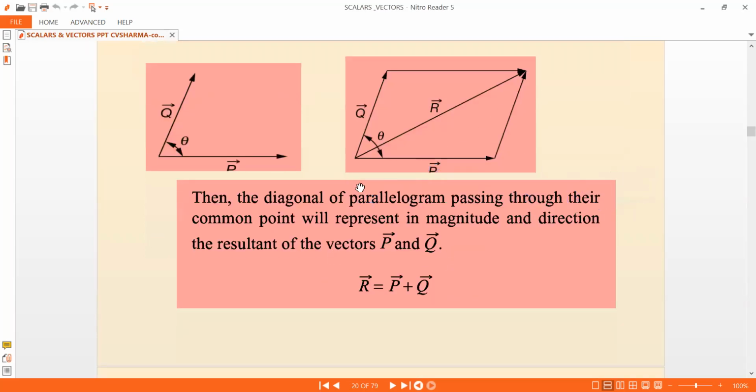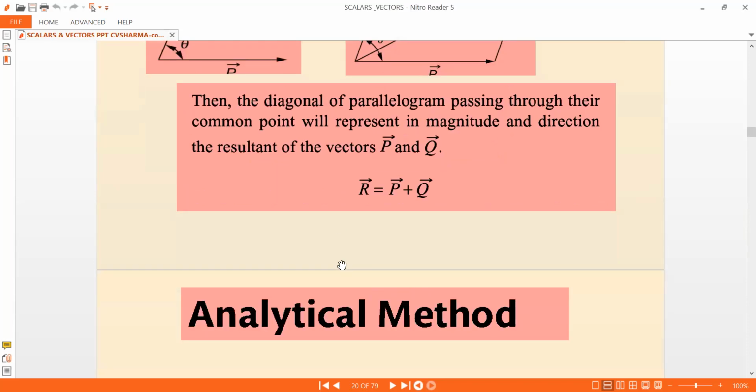For p bar and q bar, the diagonal of the parallelogram passing through their common point will represent the magnitude and direction of the resultant of vectors p bar and q bar, and r bar is p bar plus q bar. So this is the idea of the parallelogram law of addition. In the earlier video I gave a glimpse of this one. I hope that is clear. Please watch the earlier video on the triangle of addition, in which I have discussed this one.